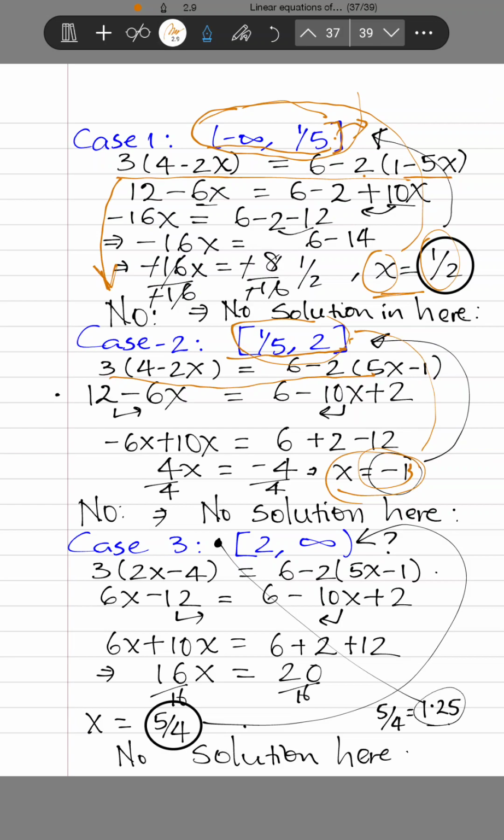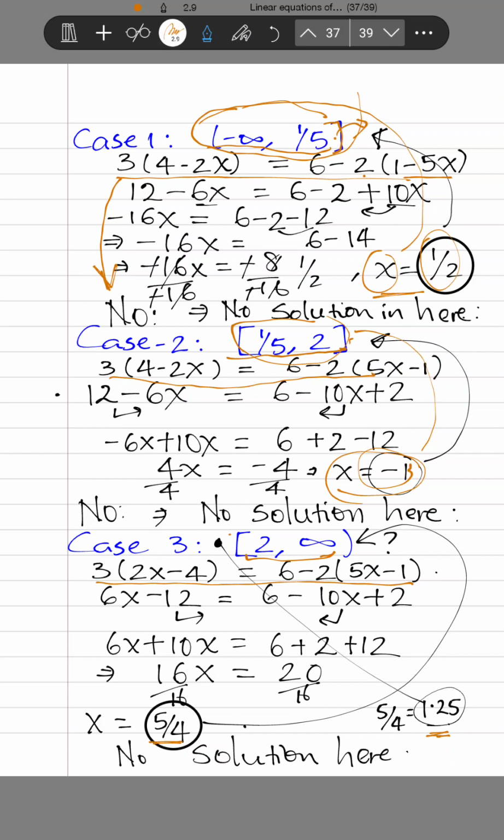Let's see now region 3. Region 3 is from 2 up to infinity. The equation given for that on the previous page is this one. When we solve this, we're going to get 5/4. X is equal to 5/4. Is 5/4 a member of this region? Again, 5/4 is 1.25. It is less than 2. It's not a member of this domain or region. Then it's not a solution.